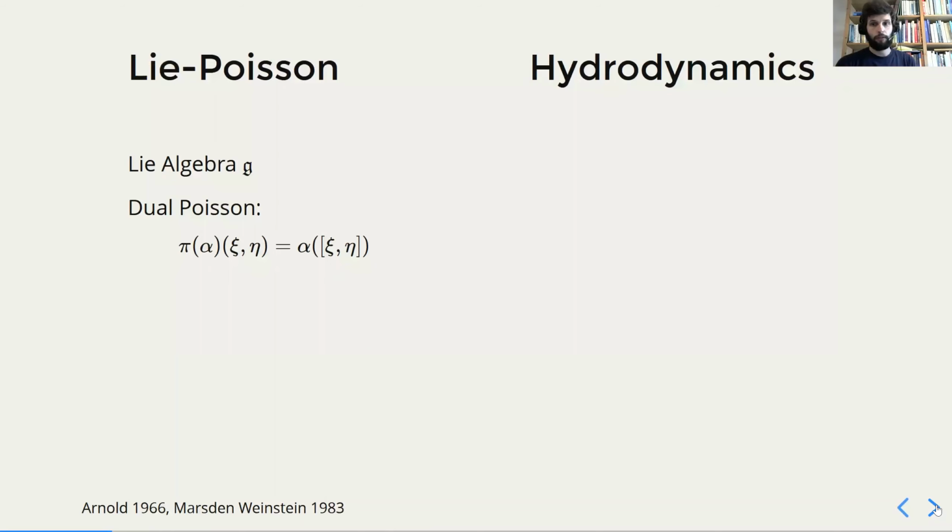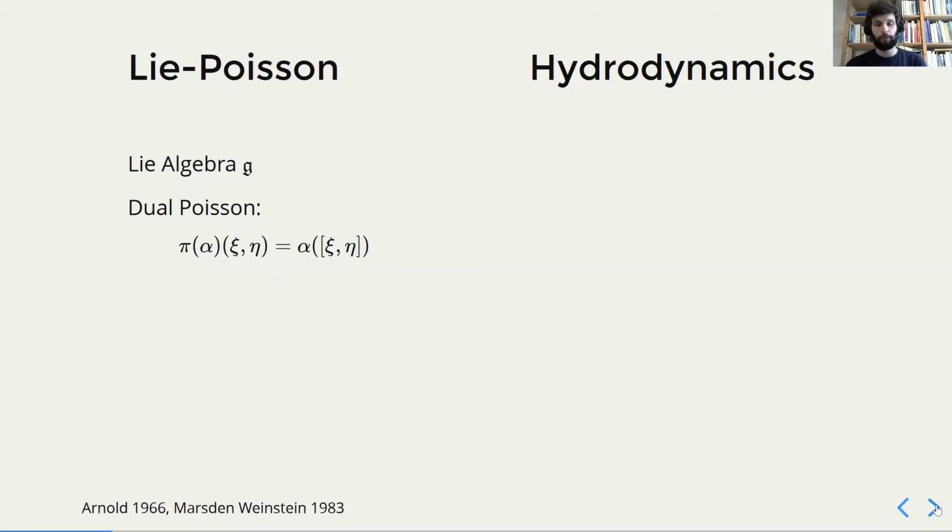The first example I want to look at comes from physics, or more specifically from hydrodynamics, where common constructions that you use from finite dimensional Lie-Poisson or Poisson geometry have very nice interpretations and consequences for hydrodynamics. That's a pretty old picture already that goes back to Arnold, Marsden and Weinstein.